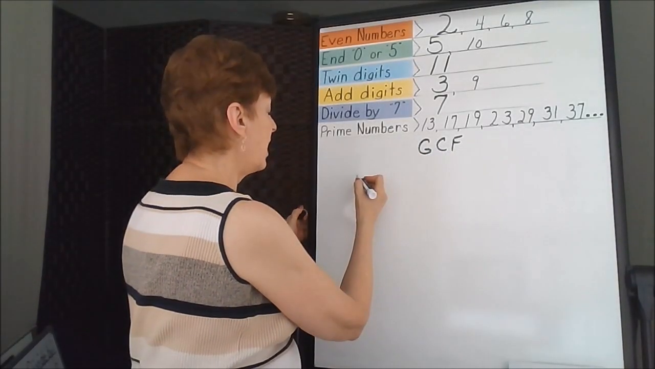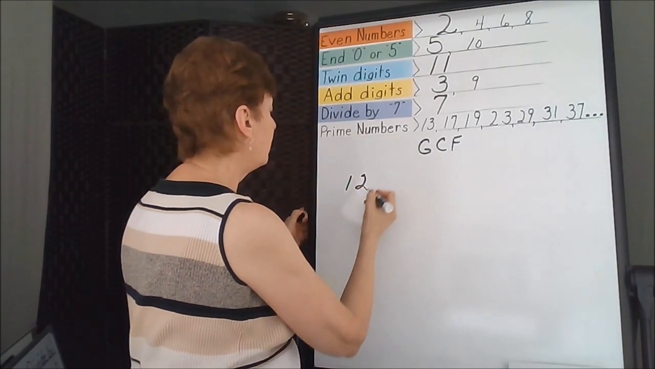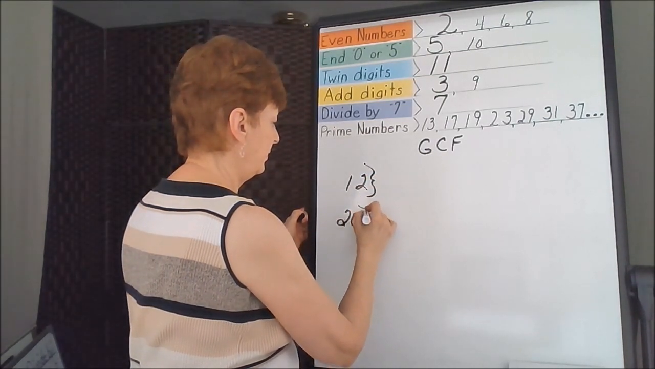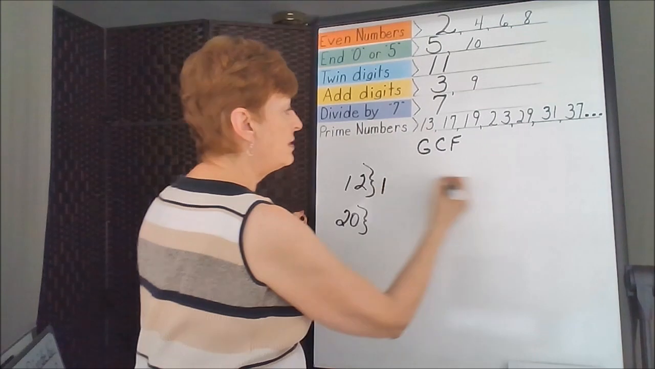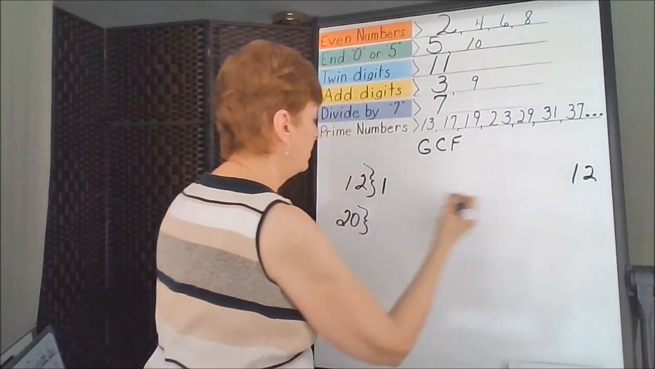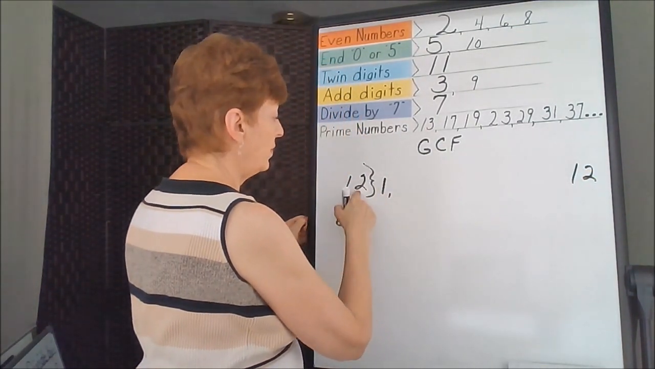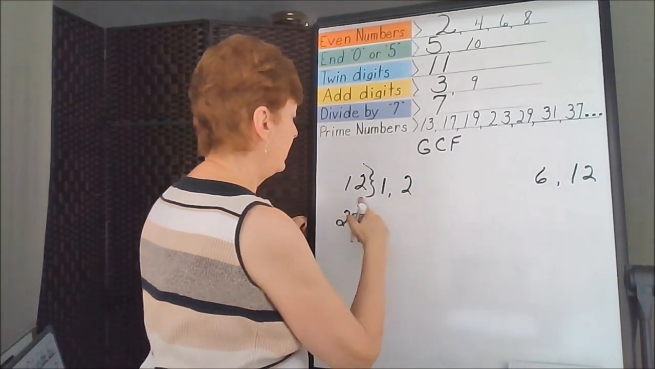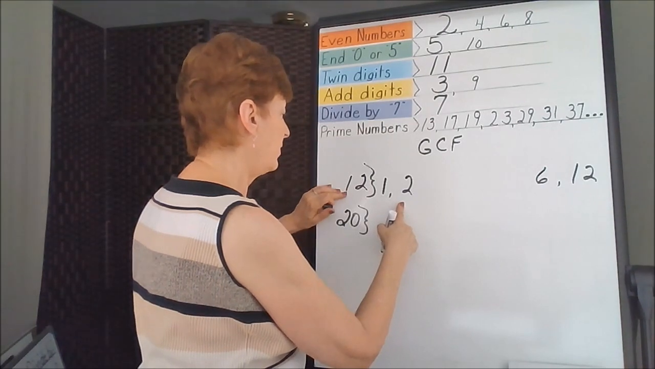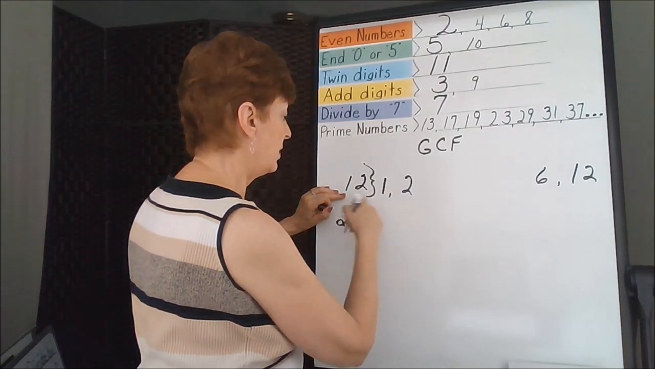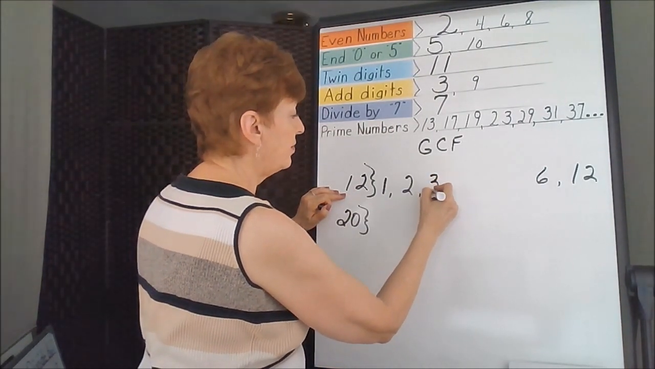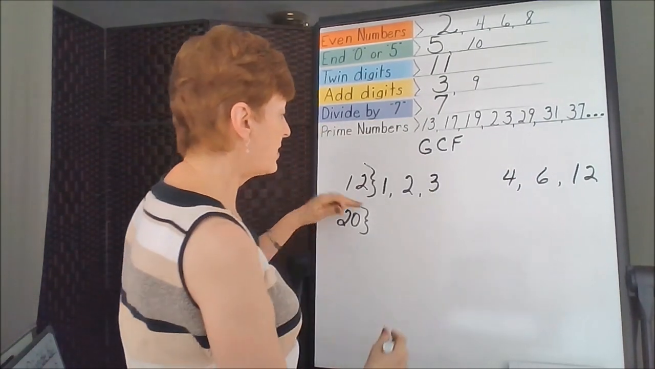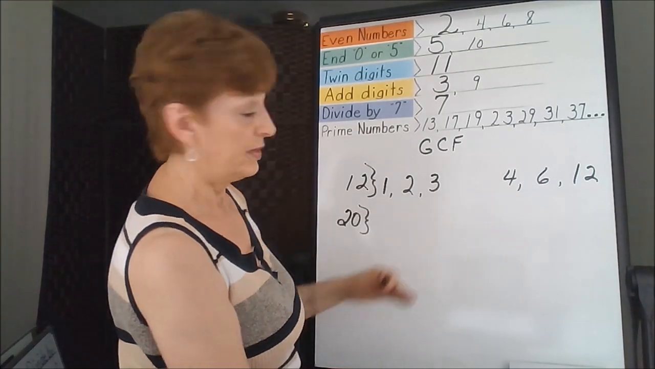Let's find the greatest common factor for 12 and 20. 1 times 12. 2, it works because that's an even number. 2 times 6. 3, if we add the digits, 1 plus 2 is 3, so 3 is a factor. 3 times 4. We've overlapped. So that's all the factors for 12.